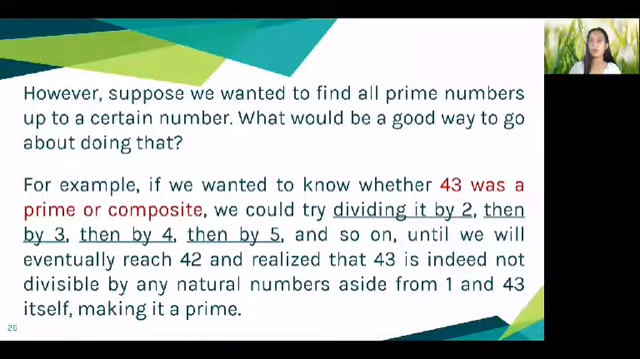it by 2, then by 3, then by 4, then by 5, and so on, until we eventually reach 42 and realize that 43 is indeed not divisible by any numbers aside from 1 and 43 itself, making it a prime. And that is why we need what we call the sieve of Eratosthenes method.